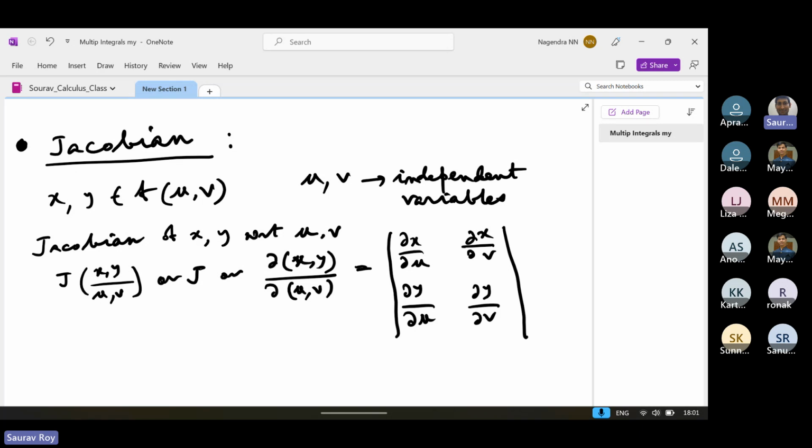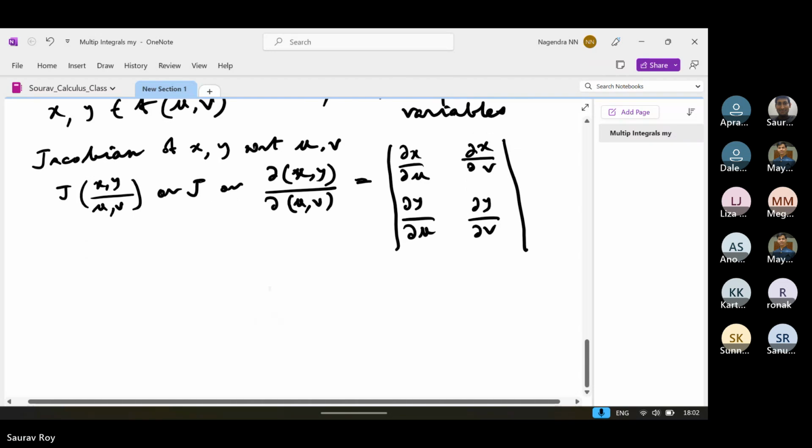So this determinant is called the Jacobian of x, y with respect to u, v. And x, y can be any variables, let's say x, y, z, or a, b, c with respect to u, v, w, anywhere. It has to be a determinant, and remember that a determinant means it is a square matrix. So how do you do this change of variable? Let's see.